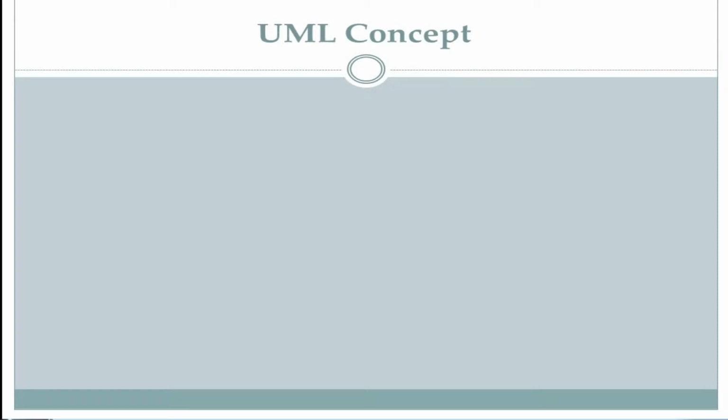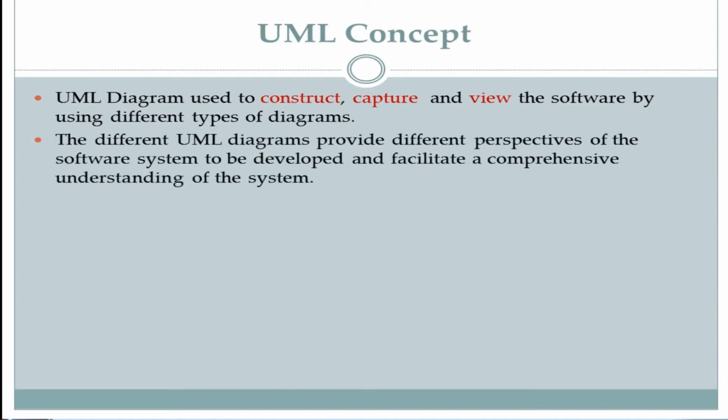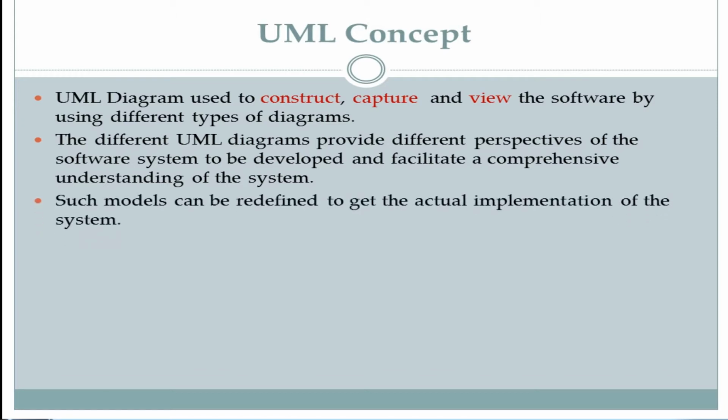Now we will see another element of the building blocks of UML. It is the diagram. UML diagrams are used to construct, capture and view the software by providing different types of diagrams. The different UML diagrams provide different perspectives of the software to be developed and also facilitate a comprehensive understanding of the system. Such a model that is defined with UML diagrams can be redefined to get the actual implementation of the system.